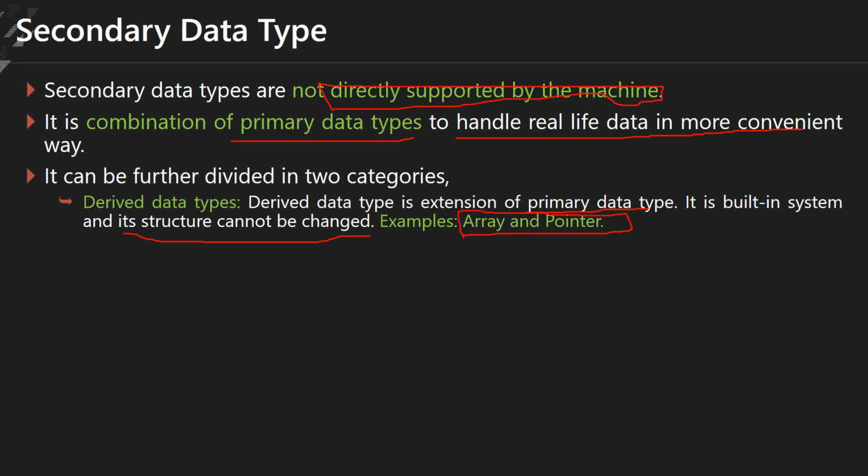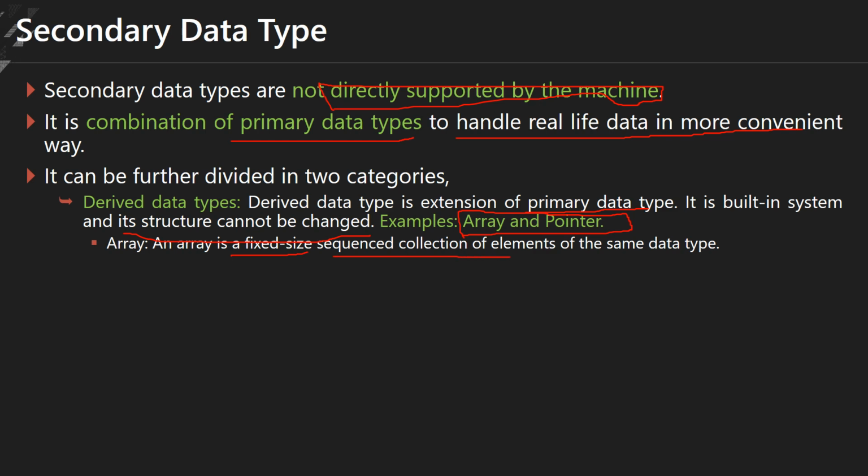Let us see what an array is. An array has a fixed size. Whenever you initialize an array, the user has to decide how many values you are going to store, so the size must be decided and fixed before using it. It collects only elements of the same data type.